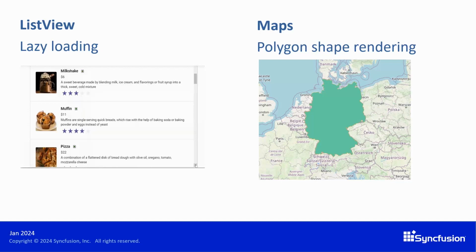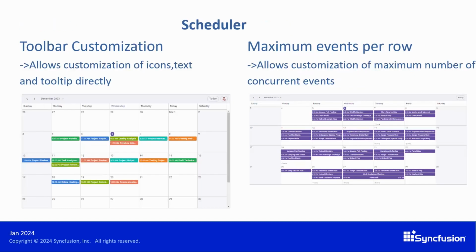The next update is in the maps. Now you can render the polygon shape on the main layer of the maps using the appropriate data source. In the EJ2 schedulers, you can now customize the icons, text, and tooltip of the toolbar directly. Also, you can customize more number of concurrent events in the same row.